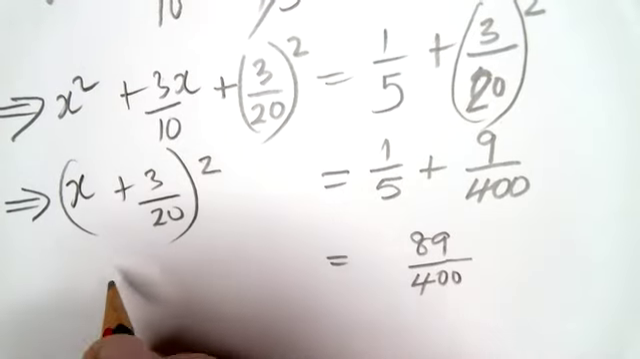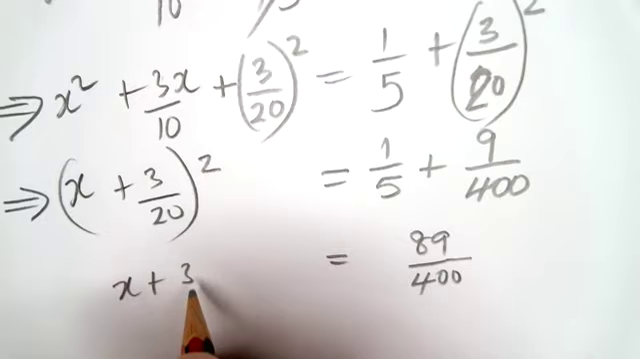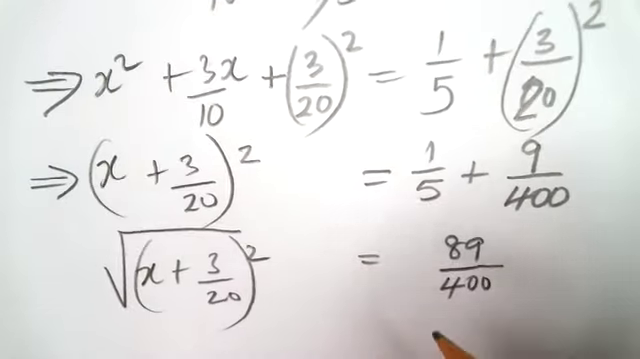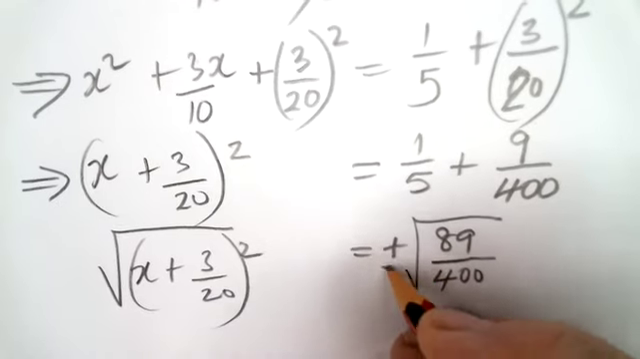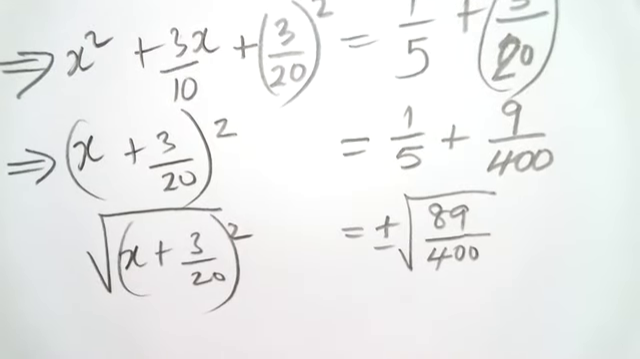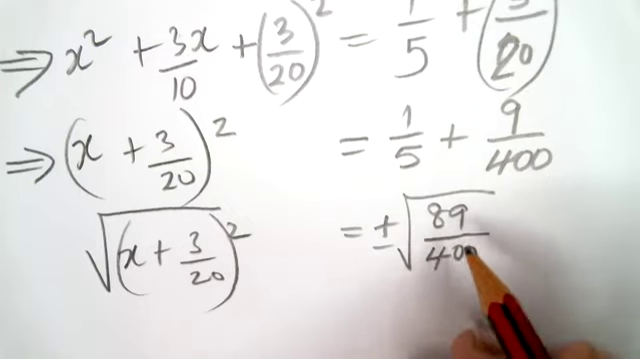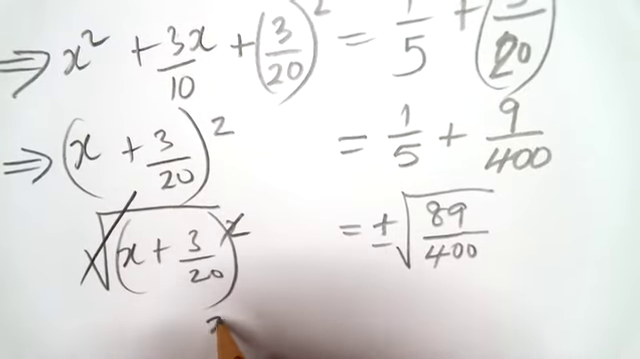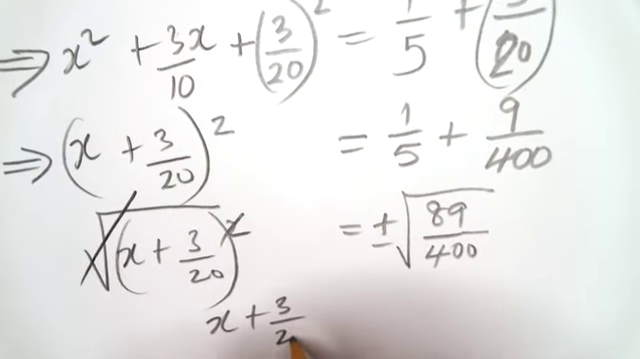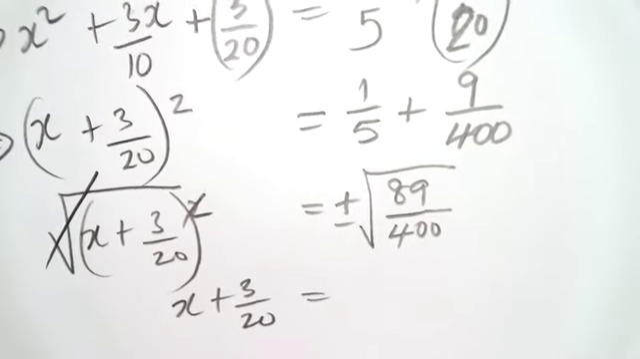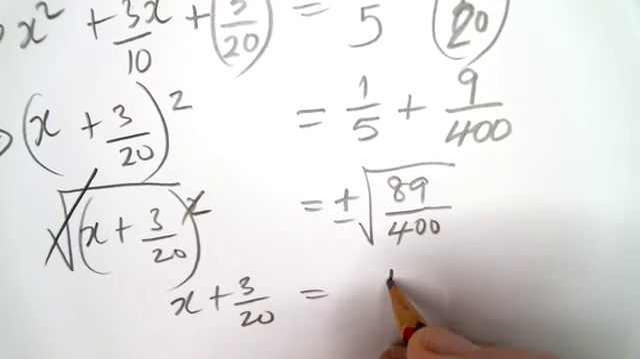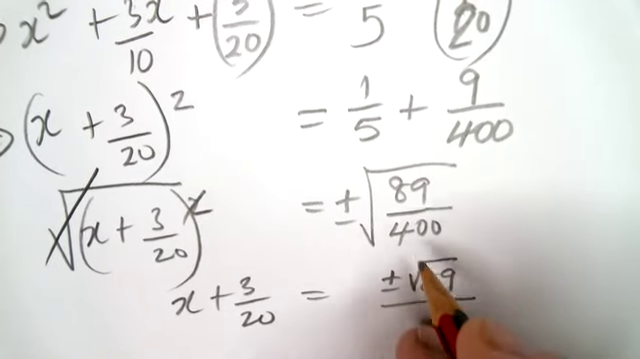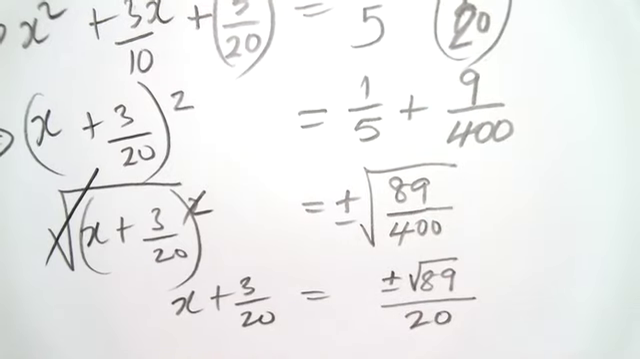So this is going to be x plus 3/20 squared. I'm going to take the square root of this side, which becomes plus or minus 89 on 400. Well, the square root of 89 is going to be an irrational number. There's nothing I can do about that. But if I take the square root of this, I'm going to end up with x plus 3/20. Take the square root of this side, I'm going to end up with plus or minus root 89 over, and if I take the square root of 400, I'm going to get 20.